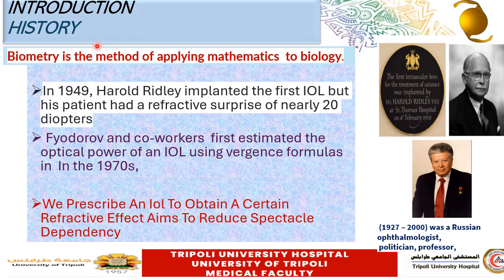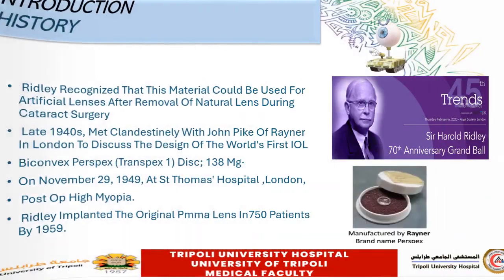So from this, we can understand that the process of IOL implantation predates the science of biometry. Before, we used to do the surgery first, and then we did the glasses after the surgery. Now in recent times, we do the reverse. We do calculations of the intraocular lens first, and then we do the surgery, so that we aim to achieve a perfect state of emmetropia after surgery.